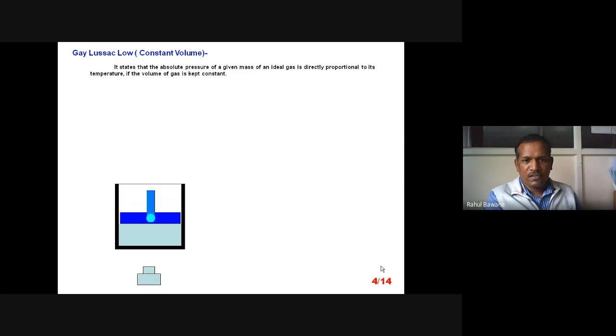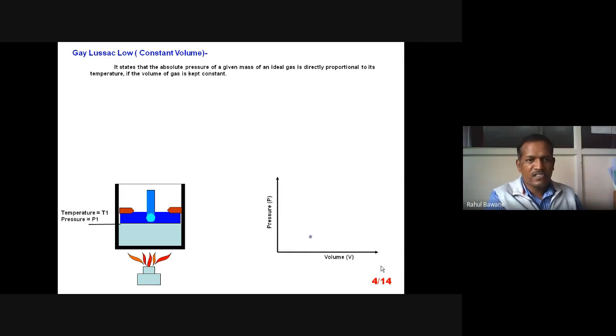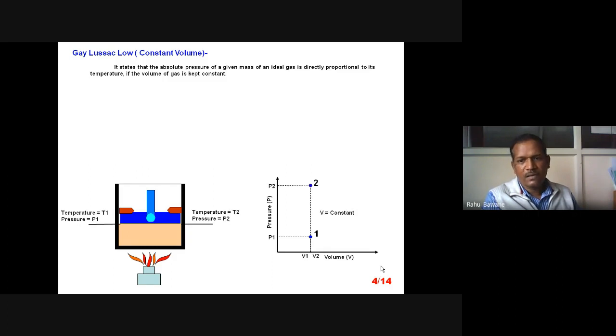So this is our system. If I heat it, there will definitely be expansion of the gas. If I provide a stopper, there will be no piston movement, so volume remains the same. Suppose this is the initial condition P1 and T1. Even if I provide heat, temperature rises. If temperature rises, pressure will rise, but there will be no change in volume. So volume remains the same.